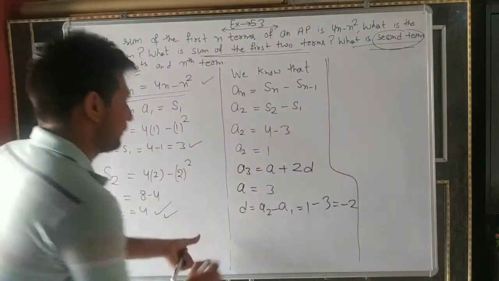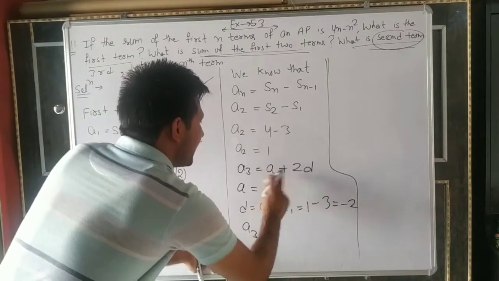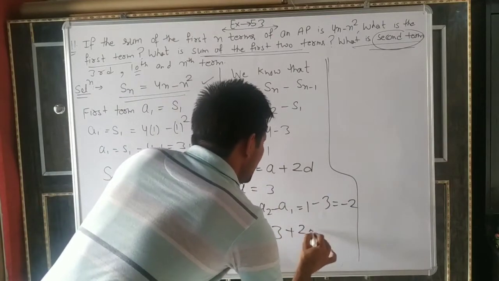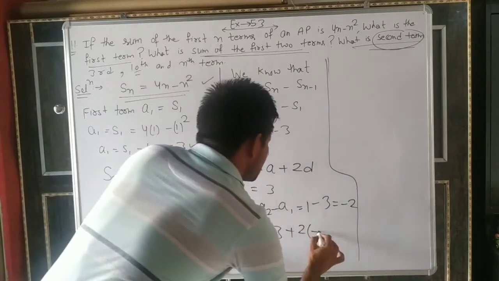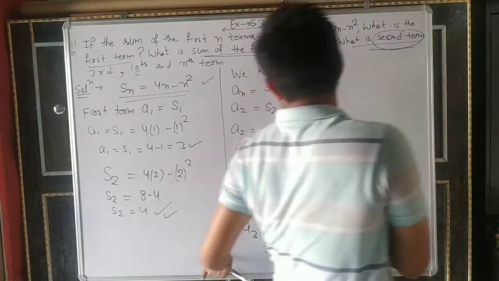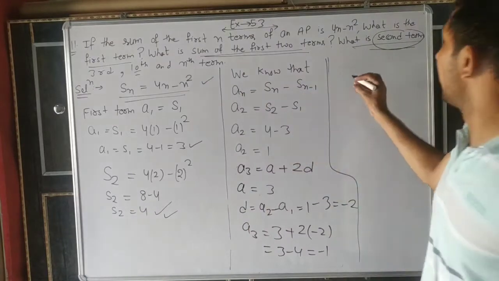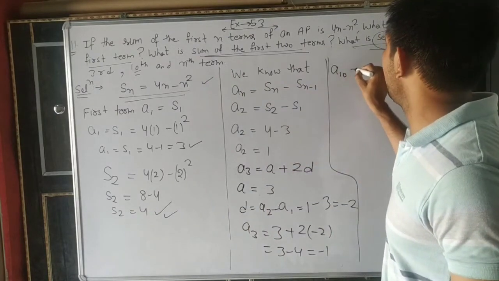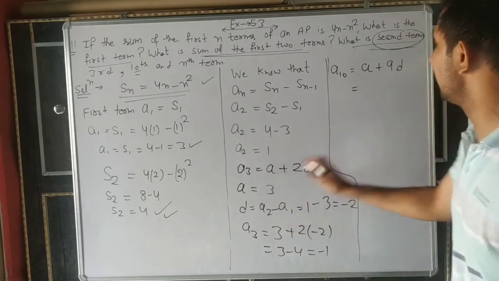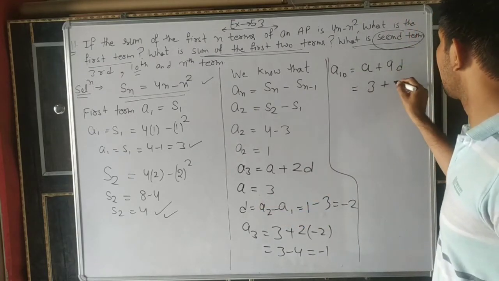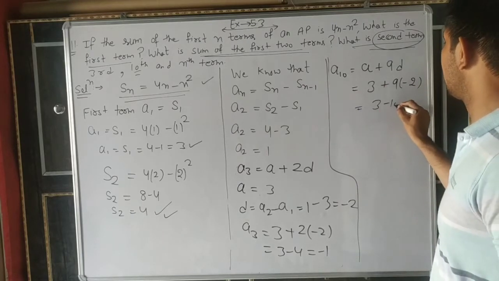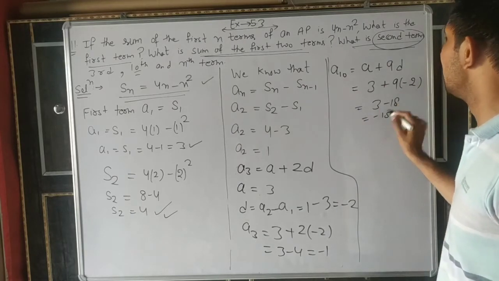So now you can find A3. A3 is A plus 2D. A is 3 plus 2 into D, which is minus 2. Same as before, 3 minus 4. Again the answer is the same. Understand? Now we find A10. A10 means A plus 9D. A is 3 plus 9D, D is minus 2. So it is 3 minus 18. How much? Minus 15. Same.